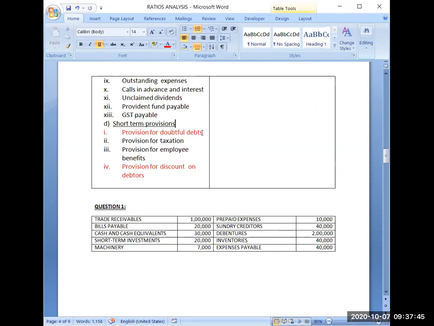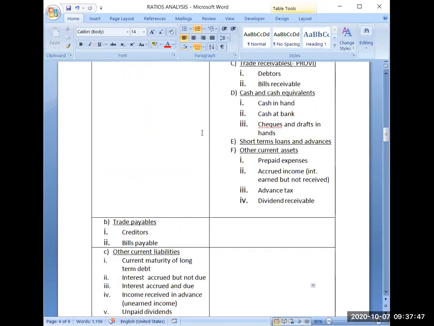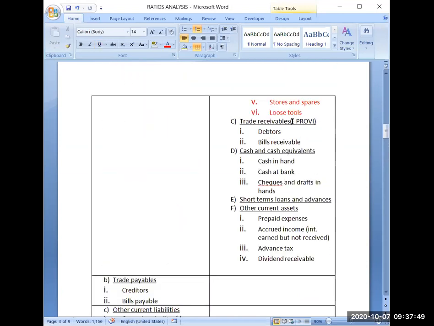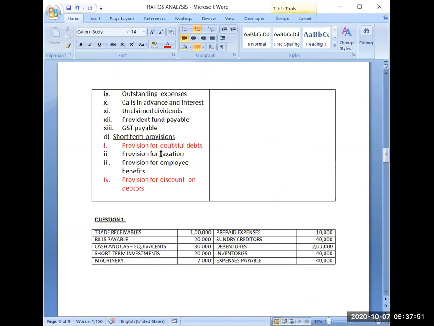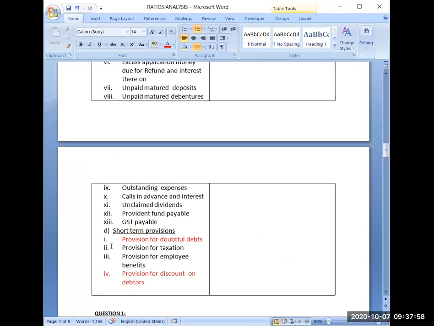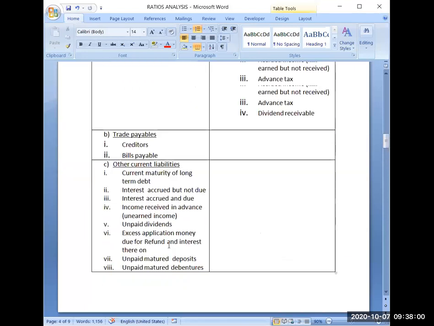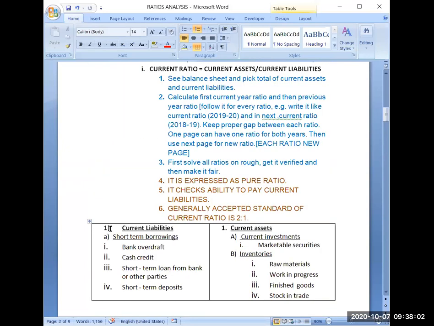But if provision for doubtful debts is given, then it will be subtracted from the value of trade receivables. So it need not be added here again. But provision for taxation, provision for employee benefits, these will always remain in short-term provisions. So these will also be included in current liabilities.